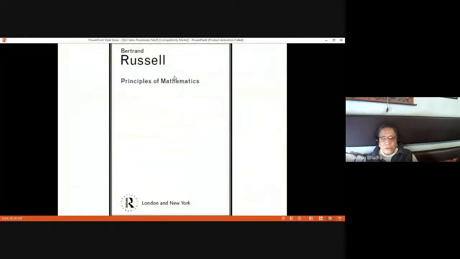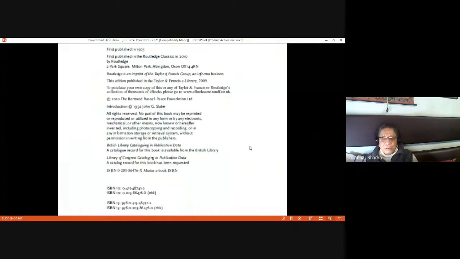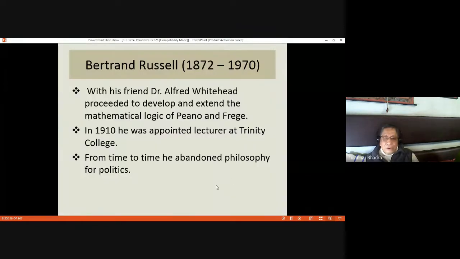So this is Bertrand Russell's Principles of Mathematics, the cover page of his book and some of the inside cover. While his friend Dr. Alfred Whitehead proceeded to develop and extend the mathematical logic of Peano and Frege, in 1910 he was appointed lecturer at Trinity College. From time to time he abandoned philosophy for politics.